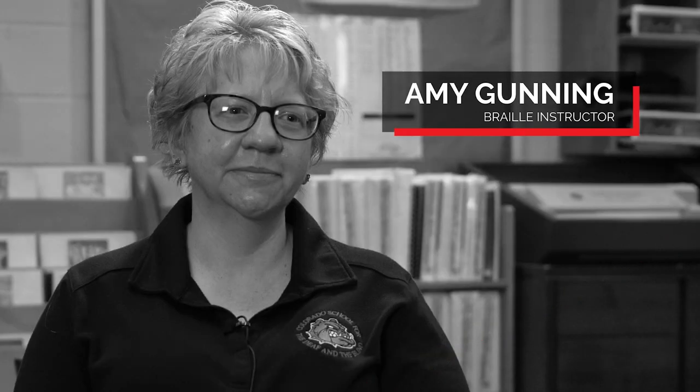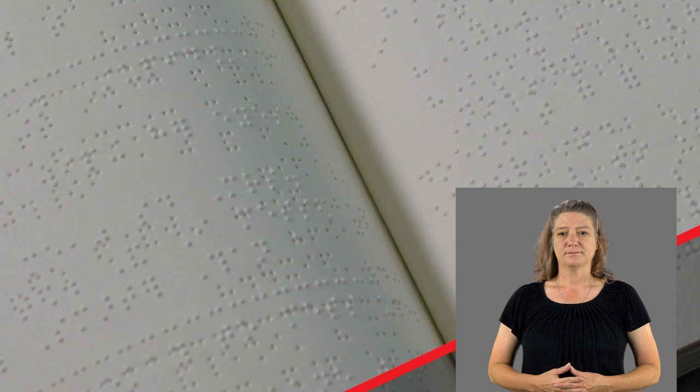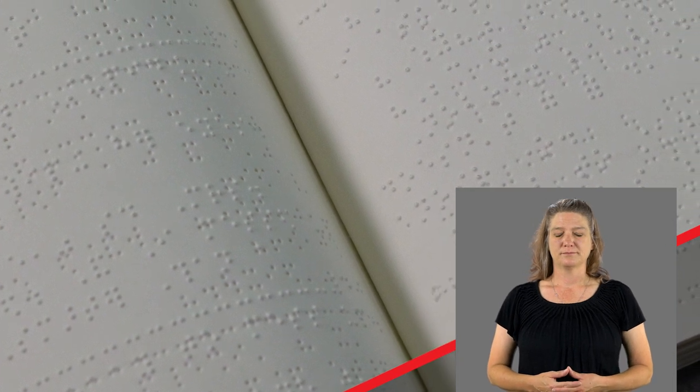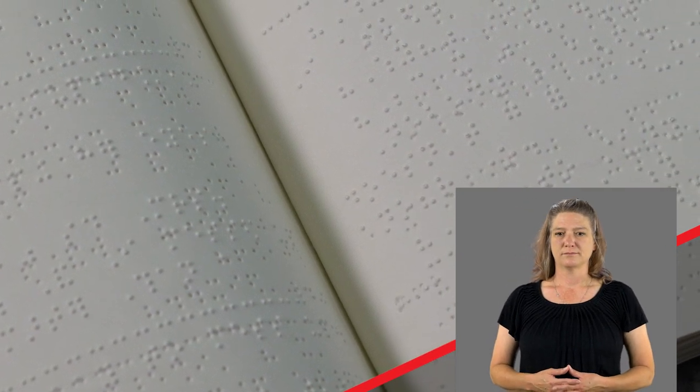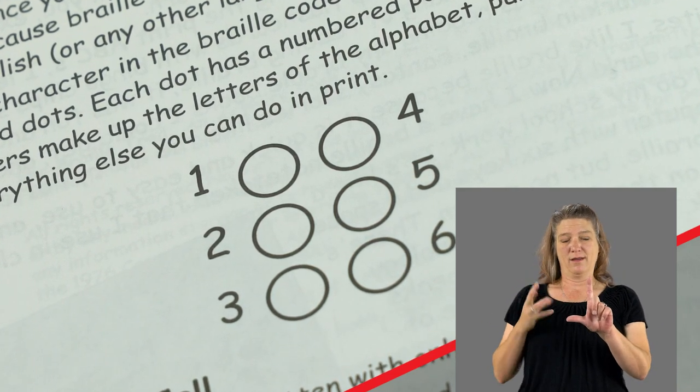Amy Gunning, Braille instructor. Amy is seated in the classroom. Braille is a tactile reading and writing system. The camera pans across a page of embossed Braille, then a print image of a Braille cell with the dots numbered 1 through 6 and a print version of the Braille alphabet are displayed. A Braille cell is made up of 6 dots.